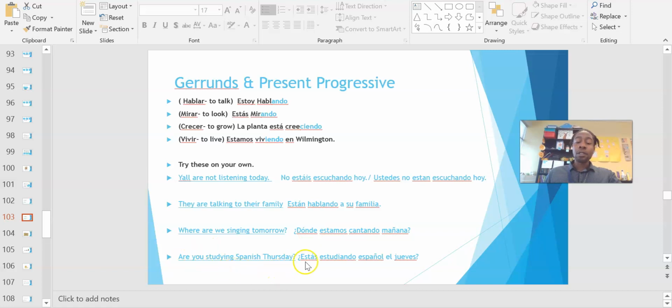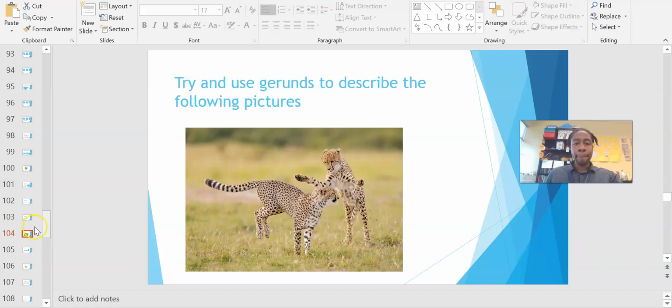Are you studying Spanish on Thursday? ¿Estás estudiando español el jueves? Notice how we chose ando for all of these because they all are AR verbs. Let's take a look at a couple of pictures and see if you guys can come up with the same sentences that I may be thinking of. I bet that you all will come up with something even better.